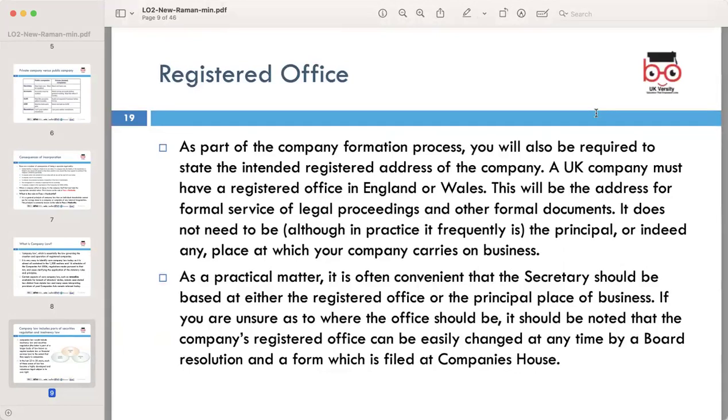Registered office. When forming a company, specifying the registered office is an important step. This address, located in England or Wales, serves as the official location for legal services and document delivery. Importantly, it does not necessarily have to be the primary place of business. Changing the registered office is very straightforward and can be done through a board resolution and submission of a form to Companies House.